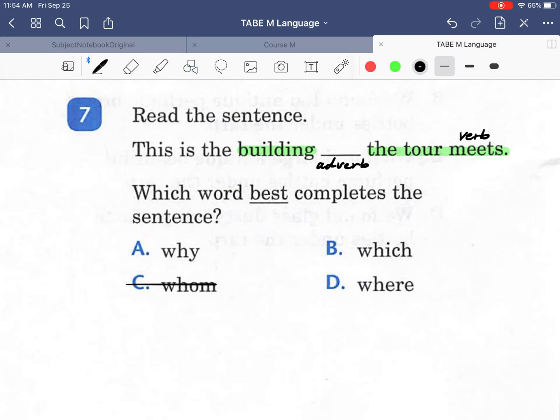That one's out. But why, which, and where? Actually, which is a pronoun, sorry. We can eliminate that one. That's used to refer to nouns. Why or where? This is the building why the tour meets. This is the building where the tour meets. It's where. That's a location where that action occurs.